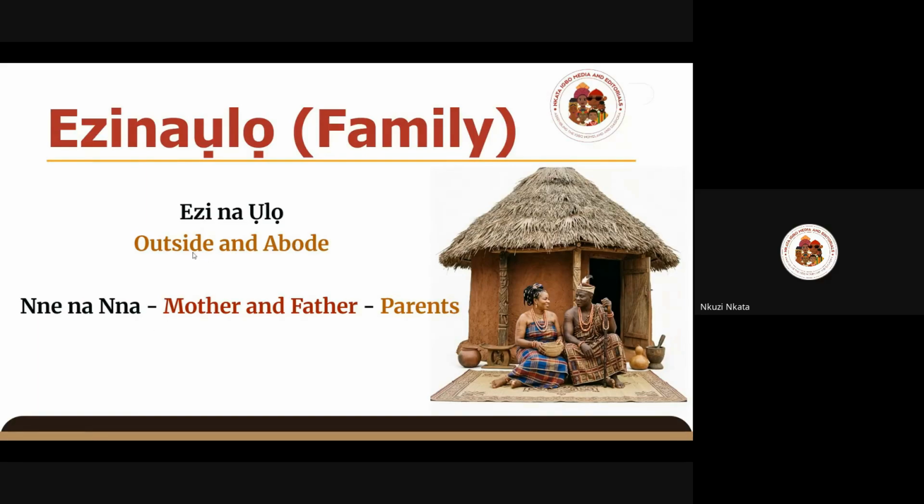Then when it comes to the family tree of the ezinolo, we first have the nne and nna. Nne, mother. Nna, father. Na is simply a conjunction term, which is and. So this is a term for parents. When we want to say parents in Igbo, we don't have a single term. We just say nne na nna. If you want to say my parents, you'd say nne na nnam. That is how we say parents in Igbo.